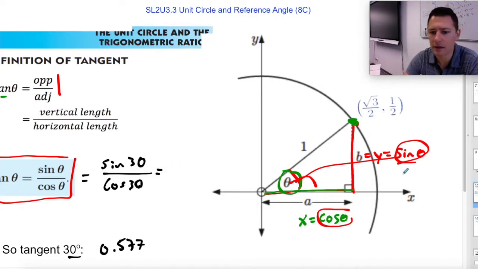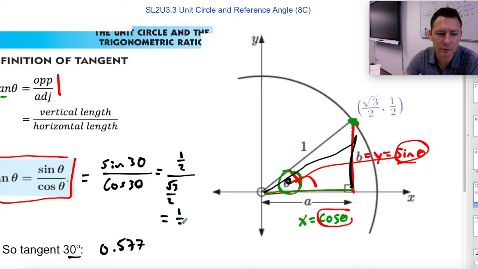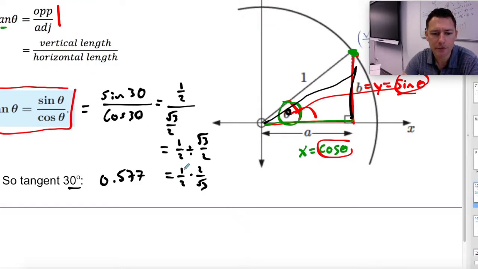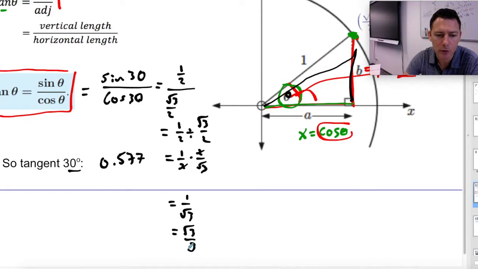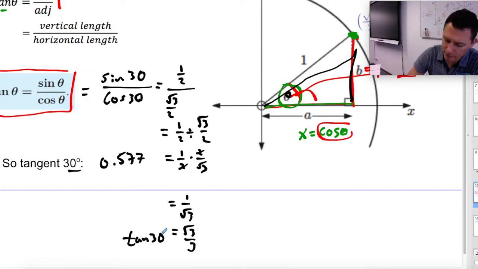And the sine of 30 is, this is a low angle, so the sine is a half, and the cosine is root 3 over 2. If you think about them like this, 1 half divided by root 3 over 2. You divide fractions by inverting the second one and multiplying. Like that. So the 2's cancel out, and you're left with 1 over root 3, which simplifies to root 3 over 3, which is an exact value. So tangent of 30 should be root 3 over 3, and if you plug root 3 over 3 into your calculator, you get the same value.